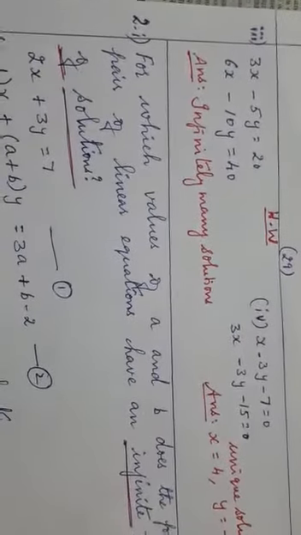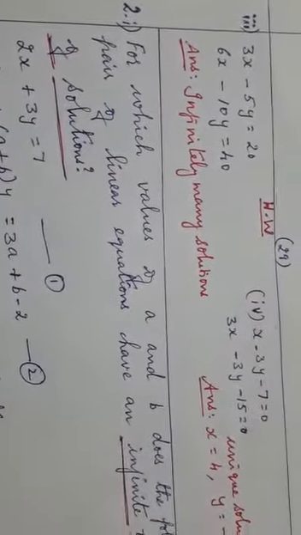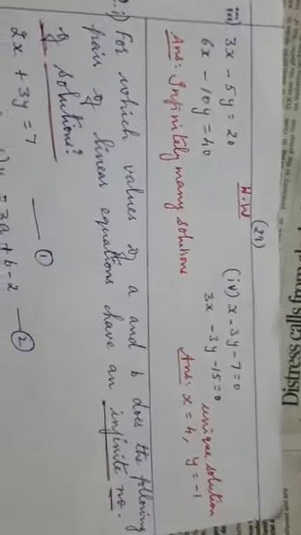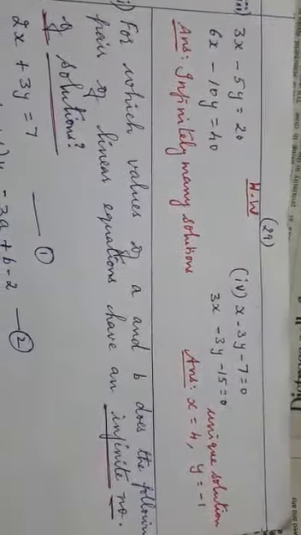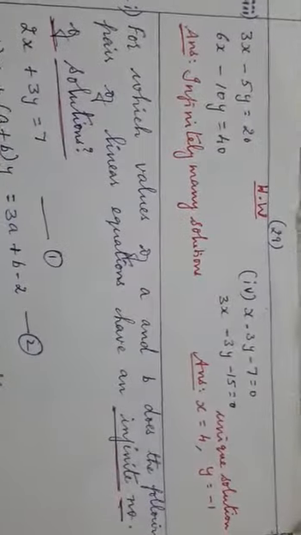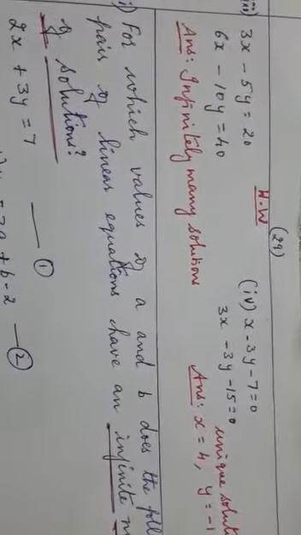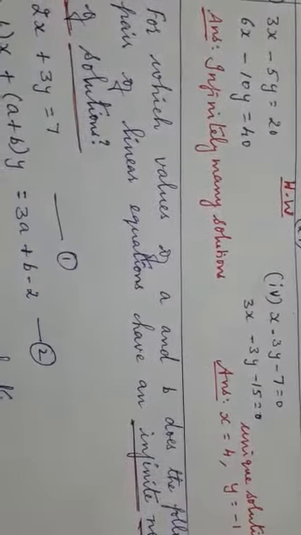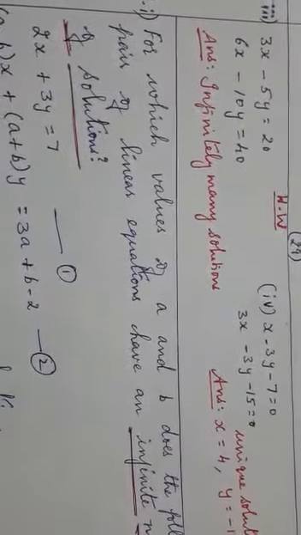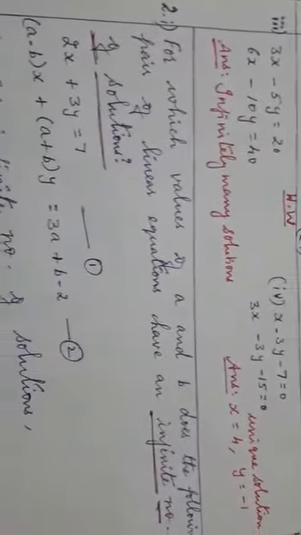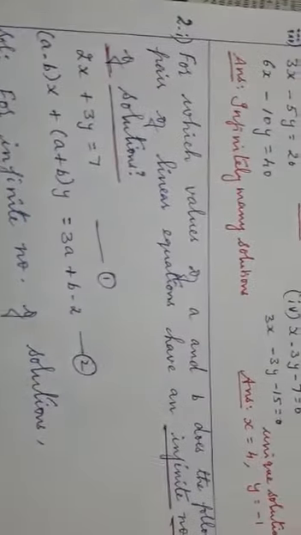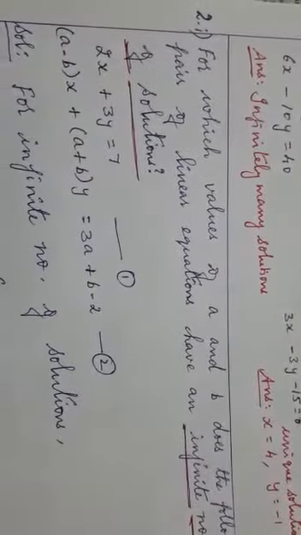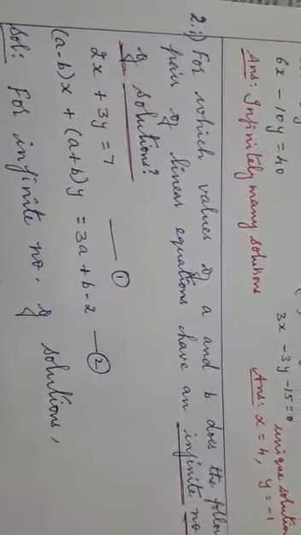The next question, the second one in the first subdivision: for which values of a and b does the following pair of linear equations have an infinite number of solutions? Here we need not use the cross multiplication method. Since they have given the condition of infinite number of solutions, we have to write the condition for that. So the problem is 2x plus 3y is equal to 7, and a minus b into x plus a plus b into y is equal to 3a plus b minus 2.